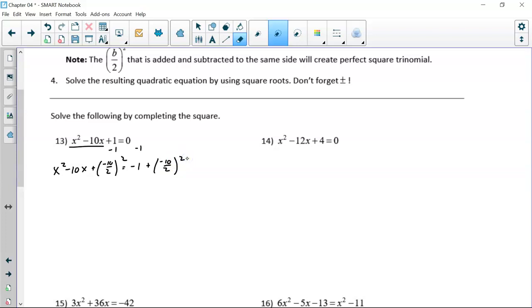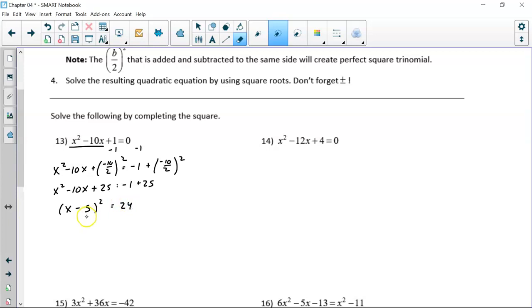With algebra, we can do pretty much anything we want to with an equation as long as we do it to both sides of the equation to keep everything in balance. So we end up with x squared minus 10x, and then negative 10 divided by 2 is negative 5, and negative 5 squared is 25. So it's plus 25 equals negative 1 plus 25. Now we have on the left-hand side a nice perfect square trinomial. So we're going to get x minus 5 squared equals 24.